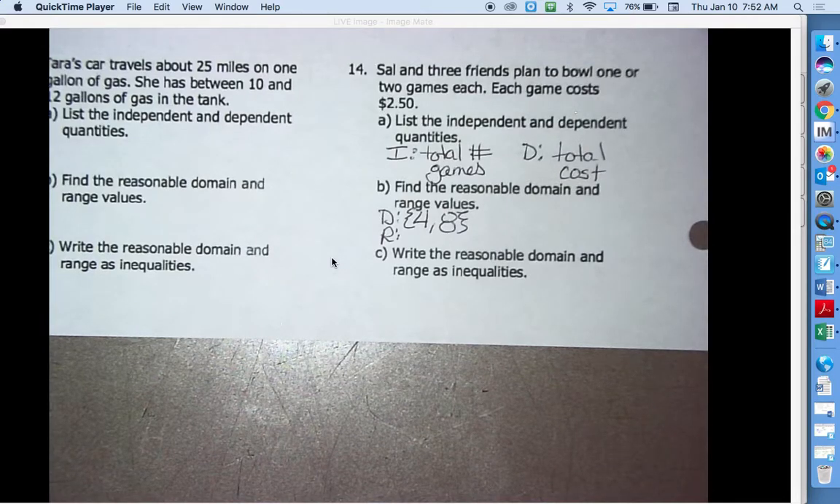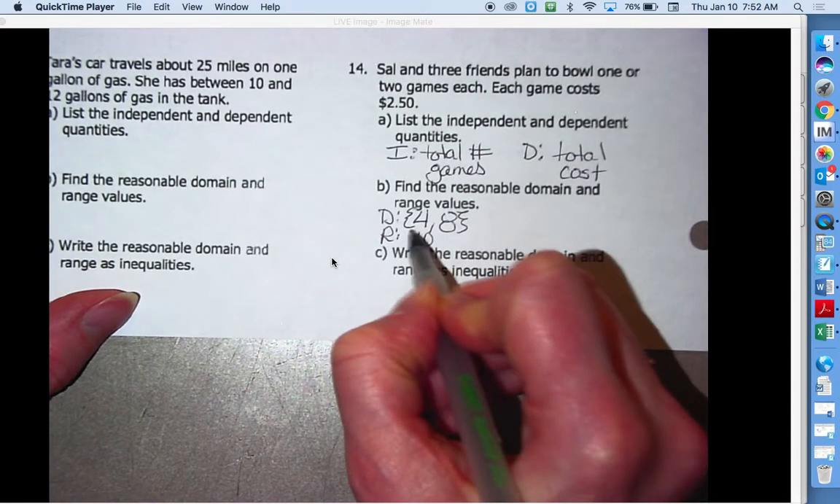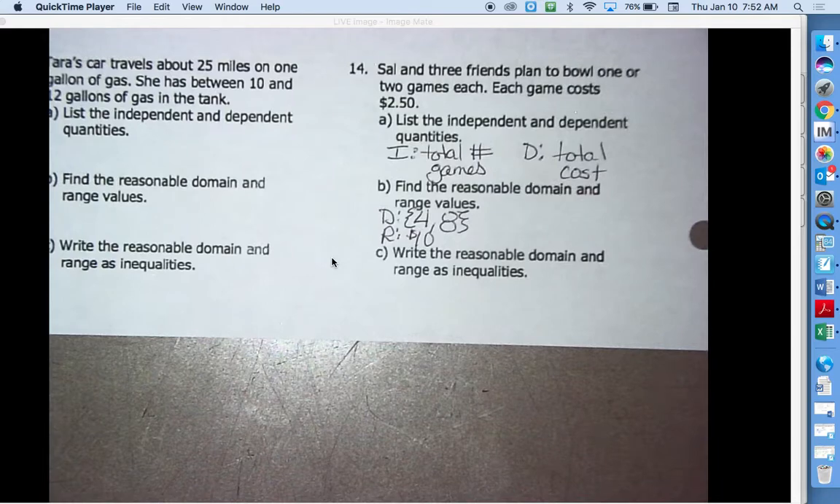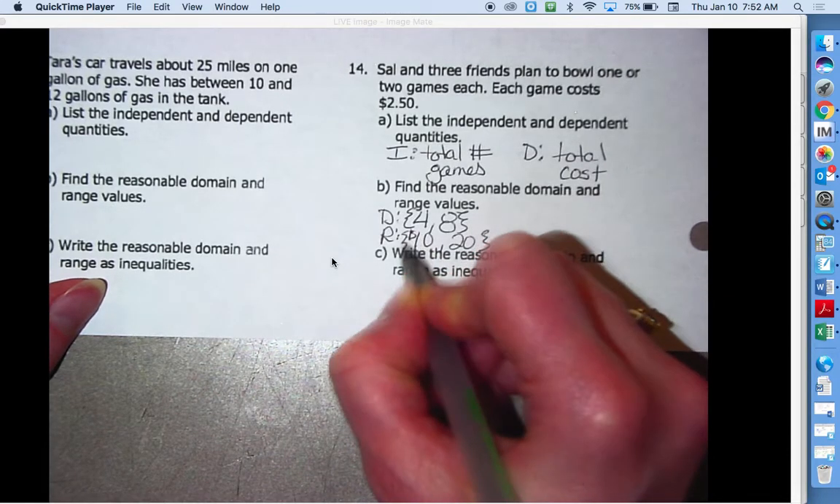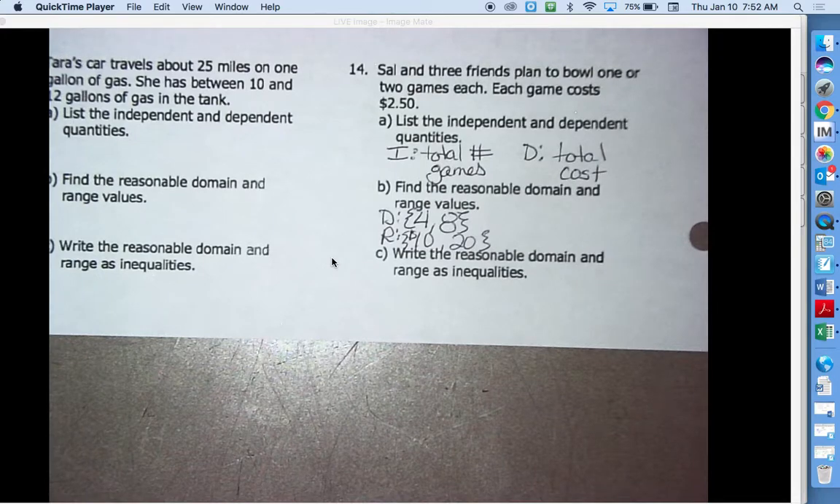So the range then would be the cost for 4 games versus the cost for 8 games. And 4 times $2.50 would be $10. And 8 times $2.50 would be $20. And you can't really write that as an inequality because it isn't an inequality. It doesn't go from one number, connected and hitting all the values in between, up to the max value.